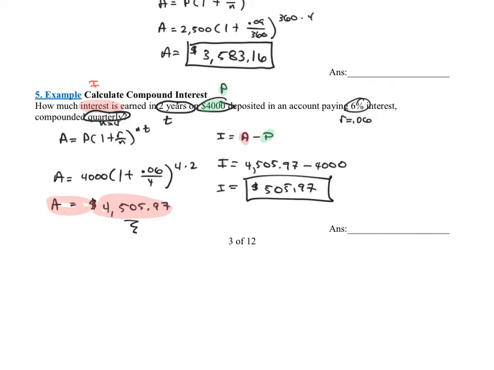A lot of people would miss this problem on the test, not because they don't understand the math, because they wouldn't read the question. A lot of people would tell me that the answer was A, $4,505.97. So always be sure to reread the problem, make sure you're answering the problem. How much interest did I earn off of the $4,000? I earned $505 interest in those 2 years.